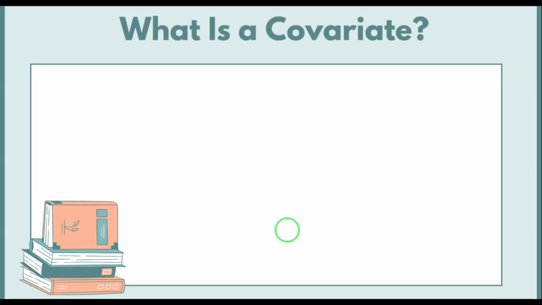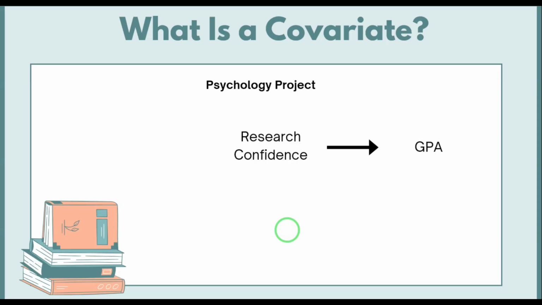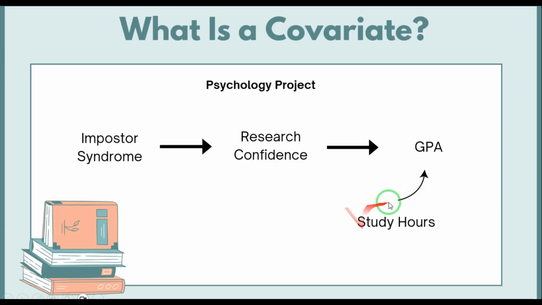And finally, there is one more type of variable that researchers use frequently. Sometimes researchers want to account for variables that may influence the outcome, even though they are not the main focus of the study. These are called covariates. For example, if we are studying the relationship between research confidence and GPA, study hours might also affect GPA, right? Then we may include study hours in the analysis so we can better isolate the relationship we're interested in. In that situation, study hours acts as a covariate.